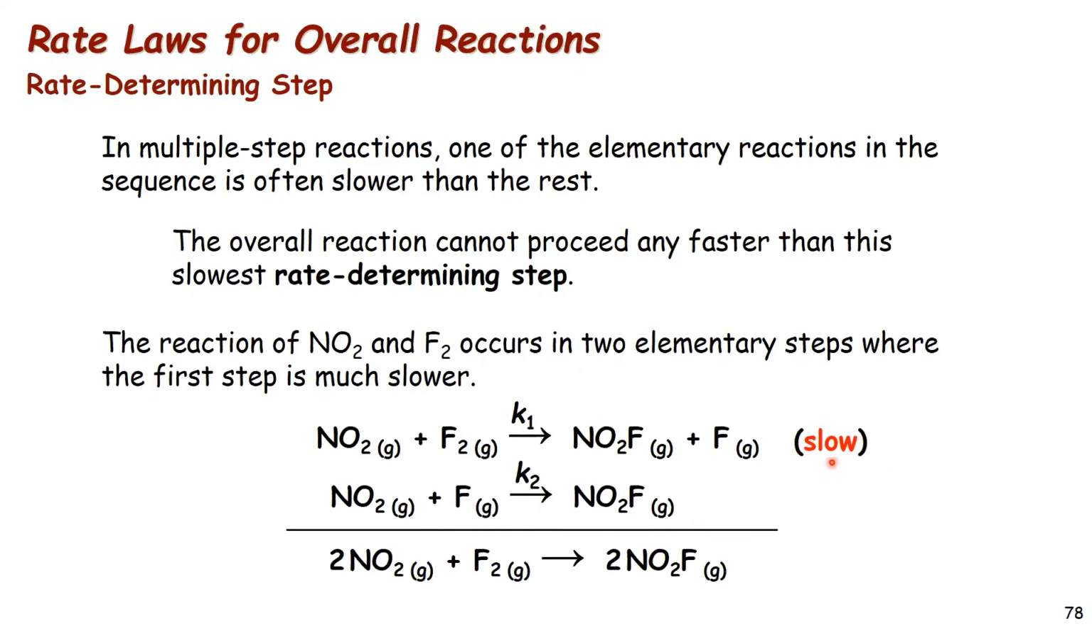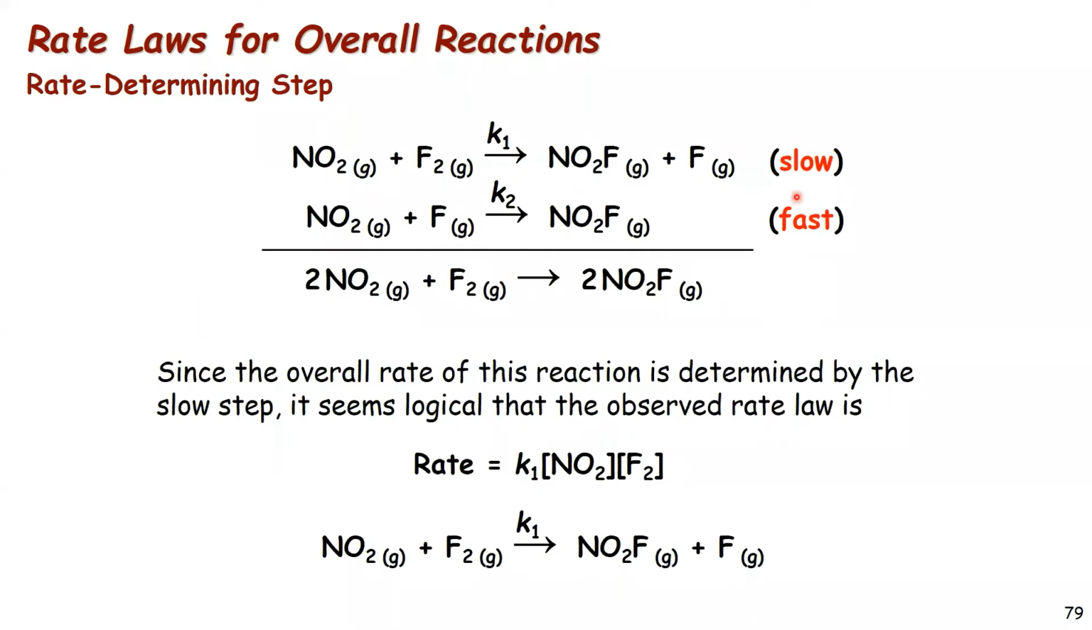Now, I'm not asking you to predict this. I will always tell you which one is the slow step and the fast step. But again, when you see an individual atom by itself, especially the ones that form diatomics, you know they're going to react really fast. So I know that this is going to be the fast step and this is going to end up being the slow step.